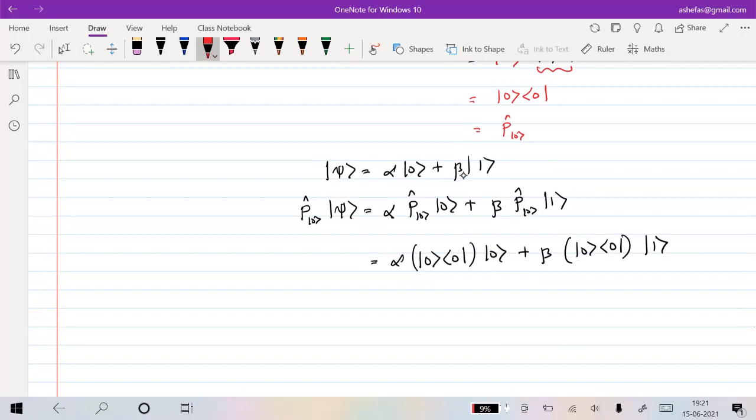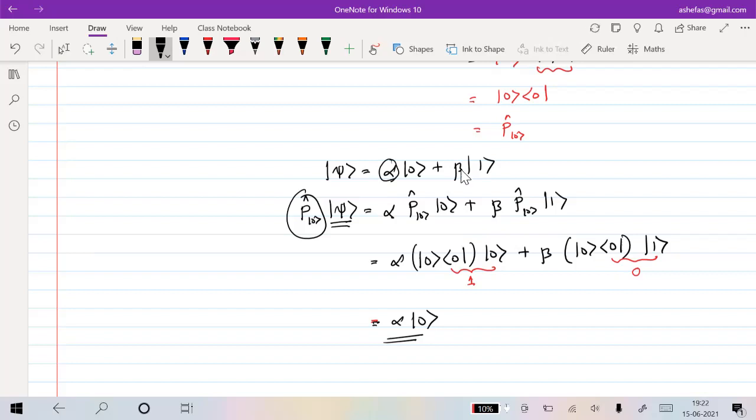And here again the inner product comes. Here the inner product between 0 and 0 comes, and here the inner product between 0 and 1 comes. Since these basis vectors are orthonormal, this would be 1 and that would be 0. So finally, the result is alpha times ket 0. So this projection operator of 0 projects the vector psi onto vector 0 with the corresponding expansion coefficient. Here this alpha we can call the expansion coefficient, or the coefficient corresponding to the basis vector 0.